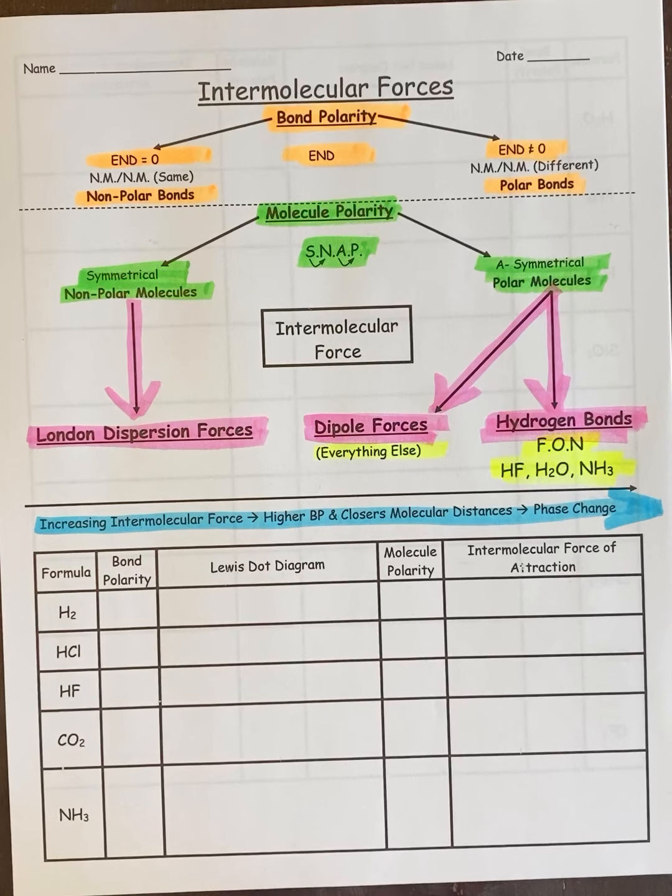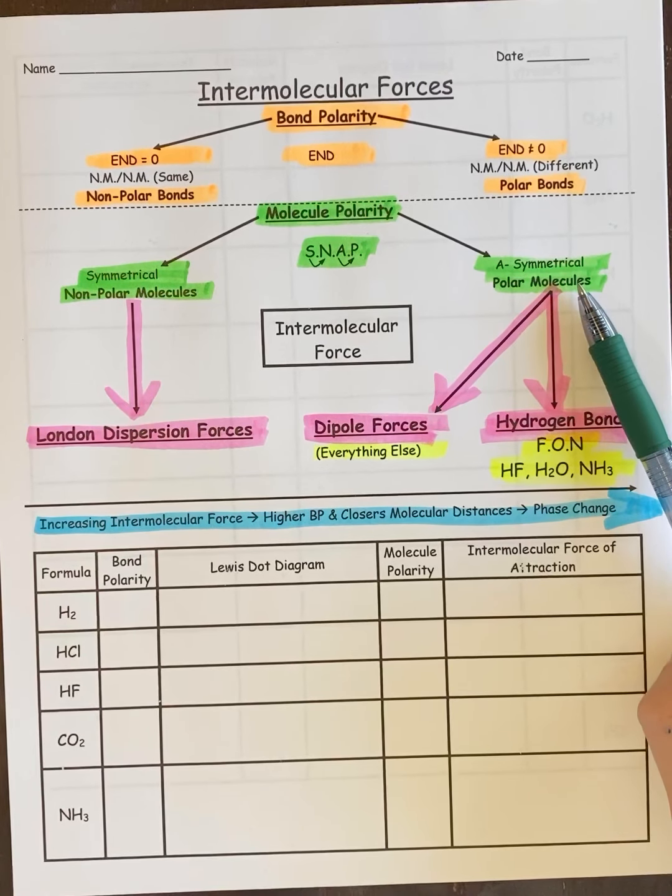Now, molecule polarity. Molecule polarity is based off symmetry, which is the snap rule. So if the molecule is symmetrical, you draw your two lines of symmetry, and therefore it's nonpolar. If the molecule is nonpolar, it has London dispersion forces, no exceptions. Now, if the molecule is asymmetrical, then it's polar.